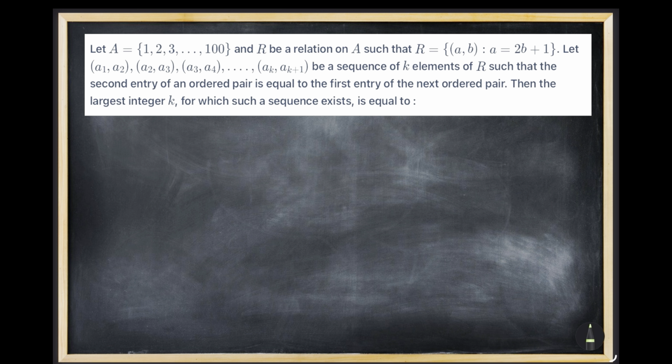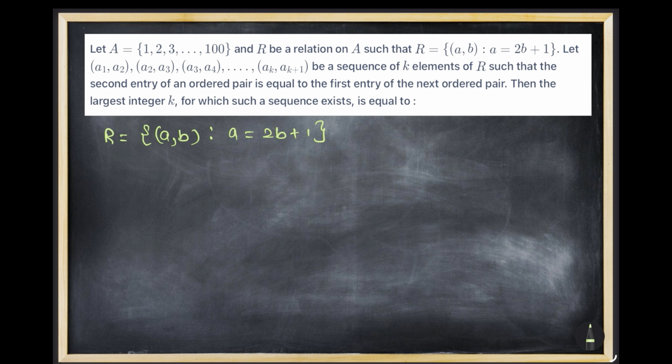So, we are back with a wholesome new question which is asking: let A be a set which contains the first 100 natural numbers. Great. Then let R be a relation on A such that this. Okay, so this relationship, just be careful. So, you have relation R = {(a, b) such that a = 2b + 1}.